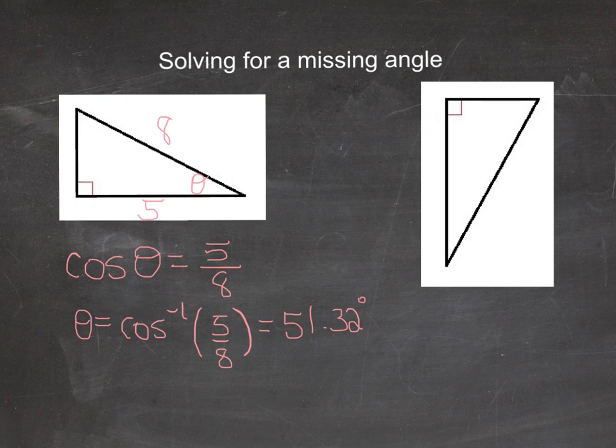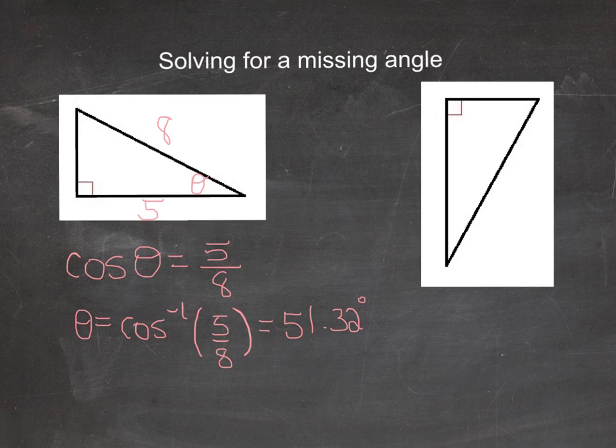Okay, if you wanted to solve for the other missing angle, you could do that. You know the angles in a triangle all add up to 180, so you could figure that out. You could also find this missing side here simply by using Pythagorean theorem if you wanted to, a squared plus b squared equals c squared.